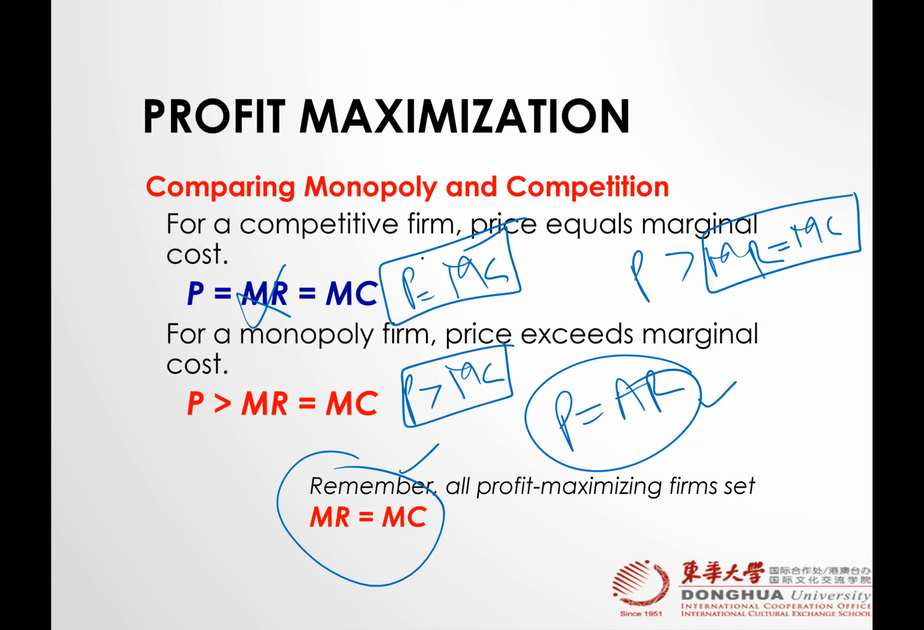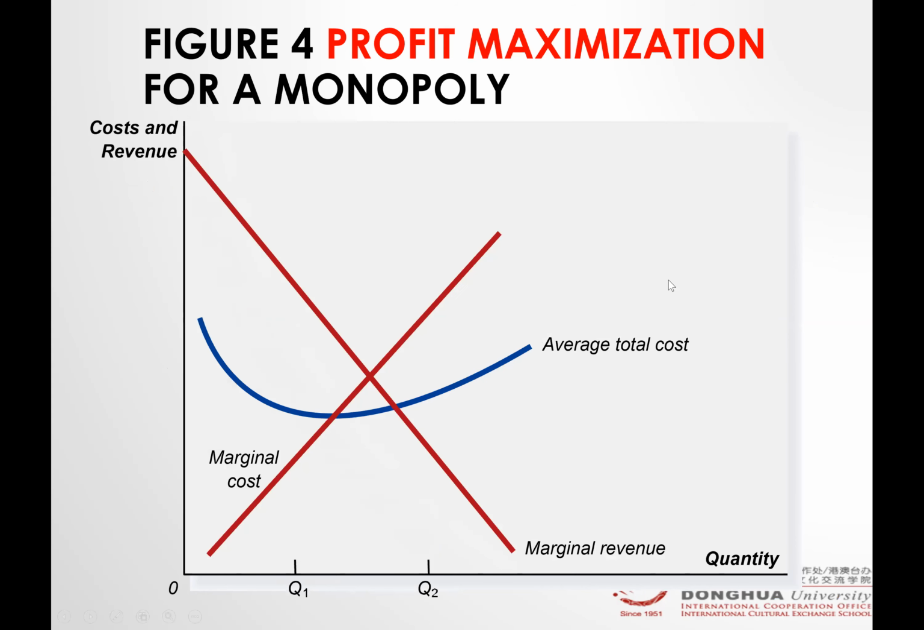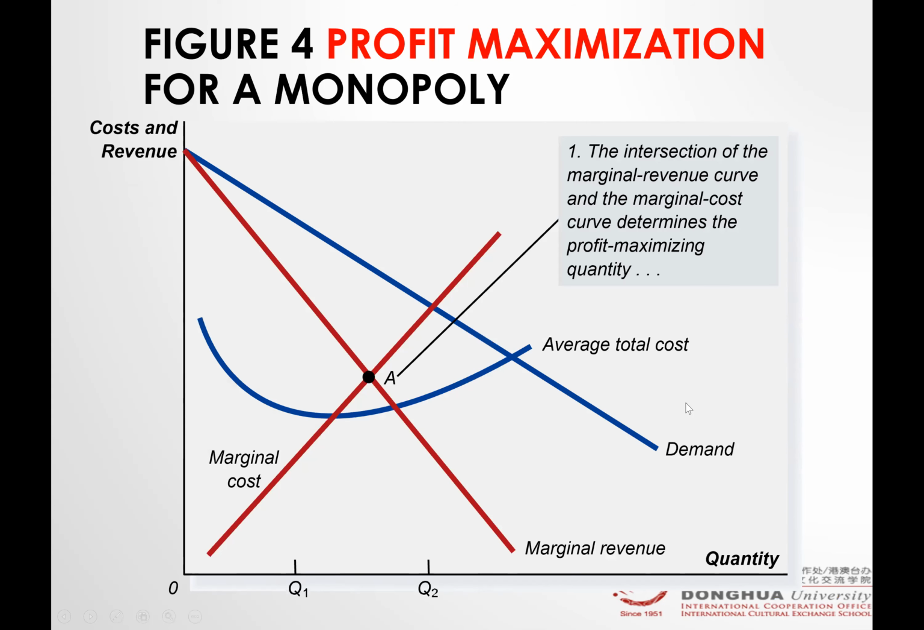That is the key difference between monopoly and perfect competition. In perfect competition, price is equal to marginal cost, whereas in monopoly, price is greater than marginal cost, right? So here we go. We need to produce where MC is equal to MR.